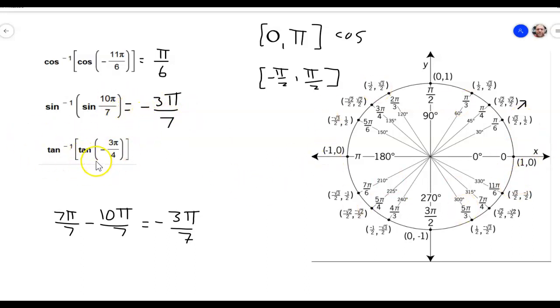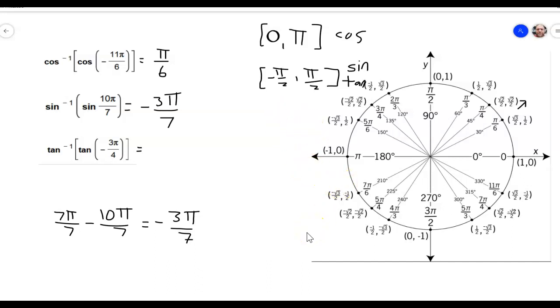And then for tangent here, tangent has a nice little property too, that it kind of repeats every half of a circle. So if it doesn't work for one value, you can just add pi to it or subtract pi from it and do it again. And this is for sine. And our domain for tangent is also negative pi over 2 to positive pi over 2.